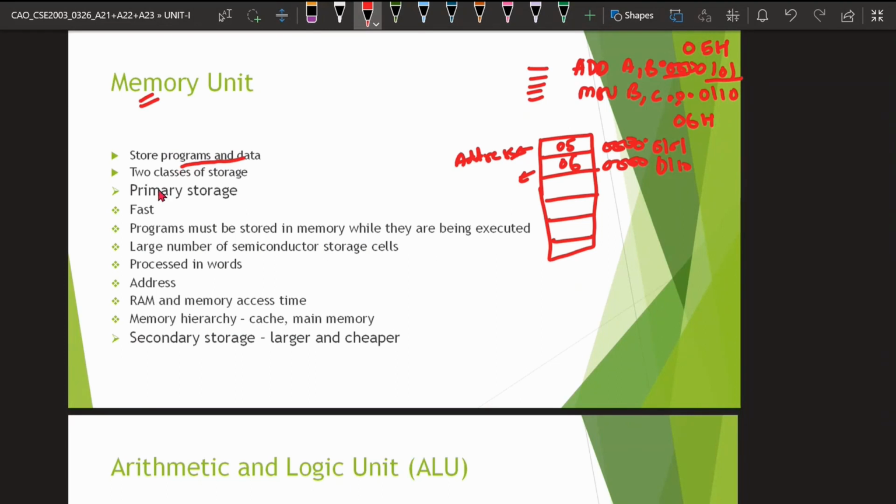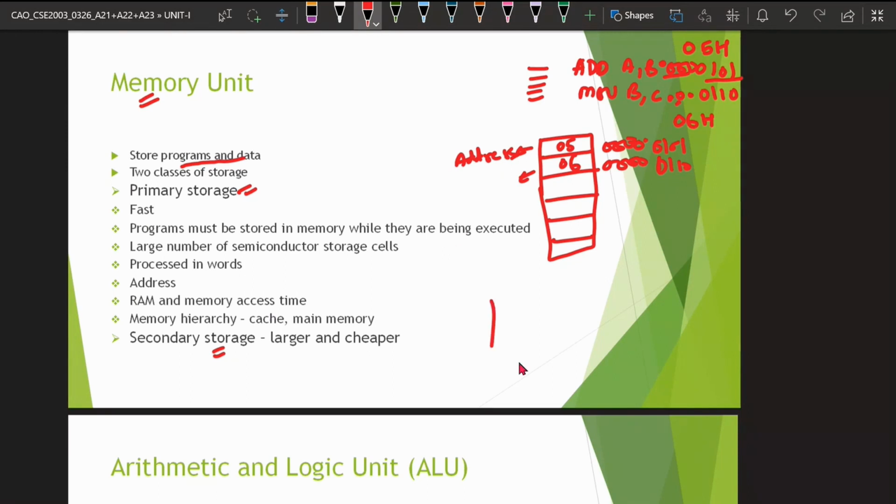Okay, and also, these memories are classified into different classes. So different classes can be like primary memory, primary storage, and another one is called secondary storage. So a primary and a secondary storage. This primary storage is considered the fast one. Here in primary storage, programs must be stored in memory while they are being executed.